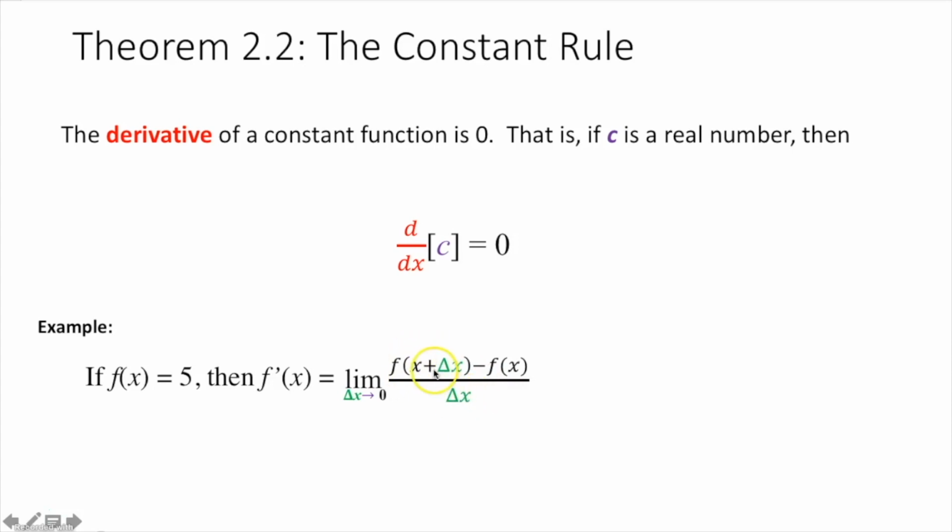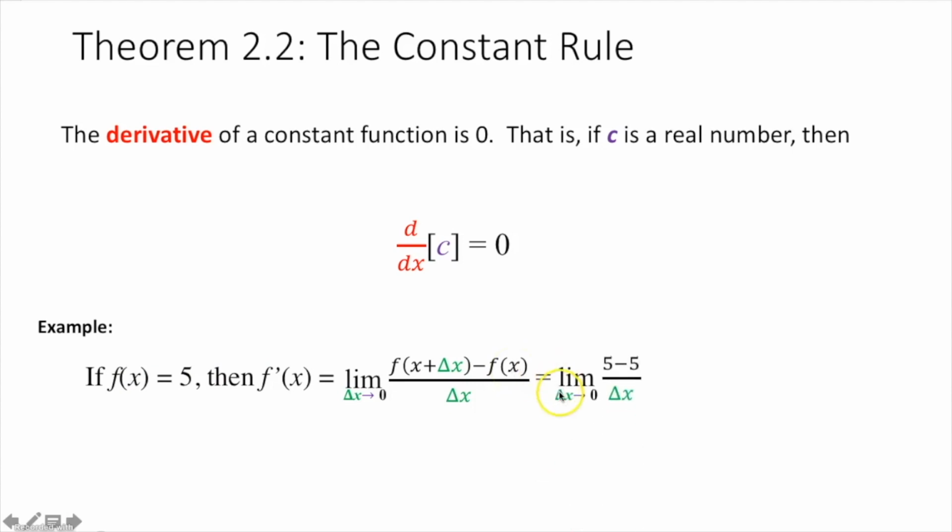So here it says f of x plus delta x. That means you're going to plug in x plus delta x for x in our particular function. But our function just has a 5 in it. There's no x. So what we're going to do is just plug in 5. Since there's no x's, you can't plug in x plus delta x. You just keep this 5. F of x over here is also 5.